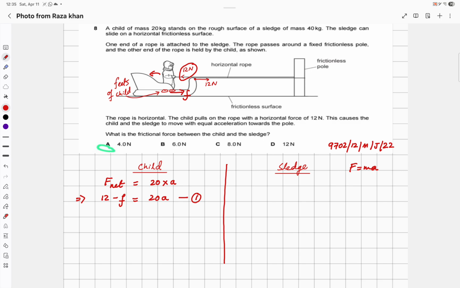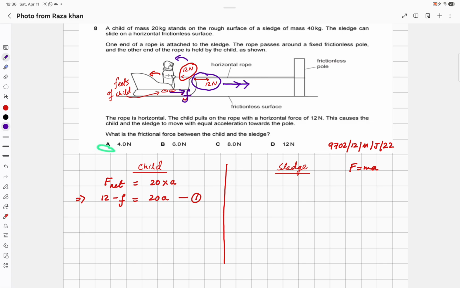Now come to the sledge individually. Consider the sledge only. This here is the point where the rope is attached to the sledge. Since the child is pulling the rope in this direction, the rope will pull the sledge towards the right. Again, remember, the child is standing on the sledge. The whole sledge is trying to move in the direction of this violet arrow. So now the child, in order not to slip on the floor of the sledge, the friction must come also in the same direction.